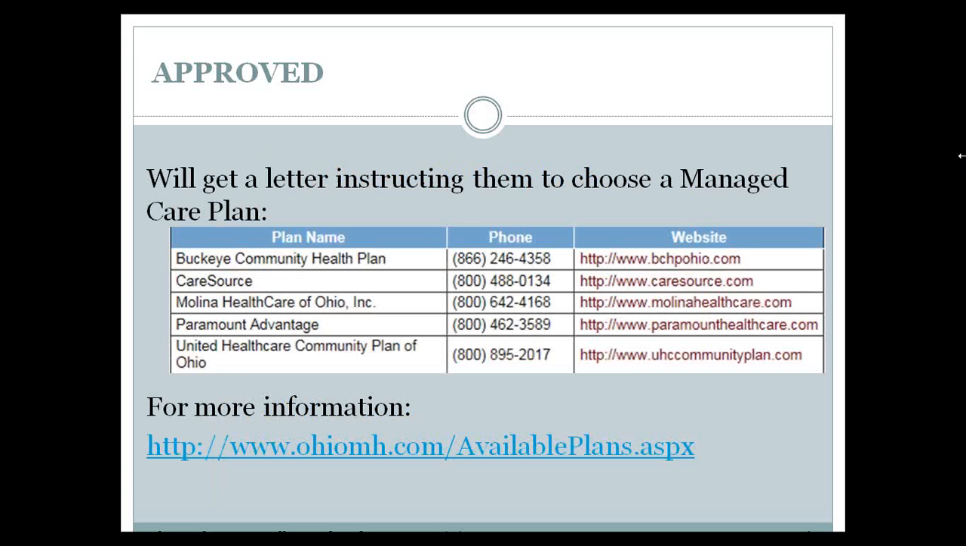You're going to get a letter that tells you to call the 1-800 Medicaid hotline number, which I should have put on the screen, but I didn't. I'll rattle it off, 1-800-324-8680. You can also do a Google search of Ohio Medicaid hotline and get that. You don't have to wait to get a letter to choose a managed care plan. You can call the number after you get your approval notice and select a managed care plan.